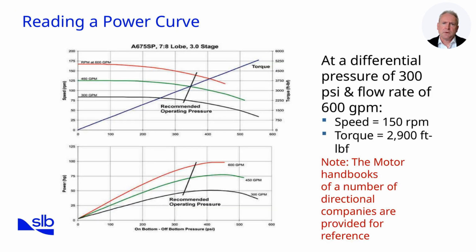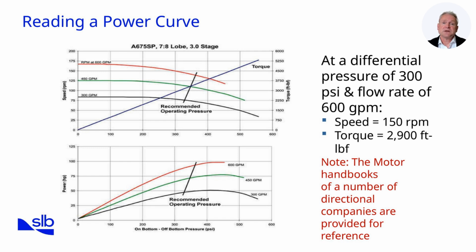Power curves are probably one of the most misread curves and also the simplest when you understand. The top graph deals with the bit RPM and torque generated by the power section. The bottom graph deals with the horsepower generated by the power section. In the top graph, 3 RPM curves are presented: minimum, medium, and maximum flow range.